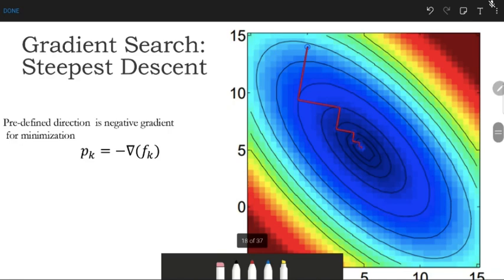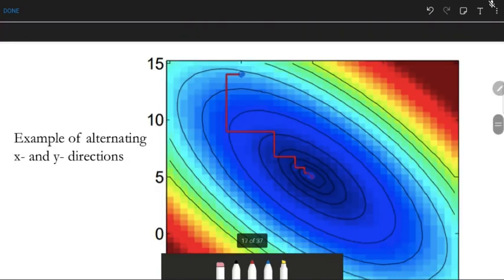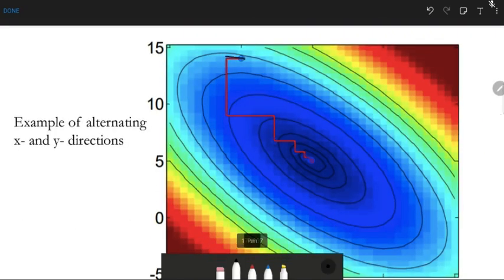There is a method called gradient search. When is it called gradient search? When the direction that you take is the negative of the gradient. So this is one method. This is another method, where you just randomly go somewhere, here, here, here, here.